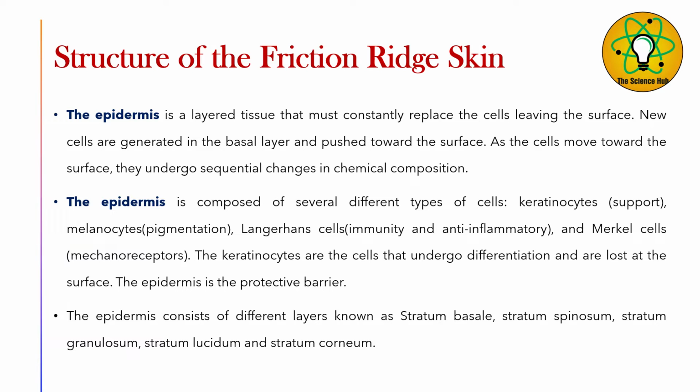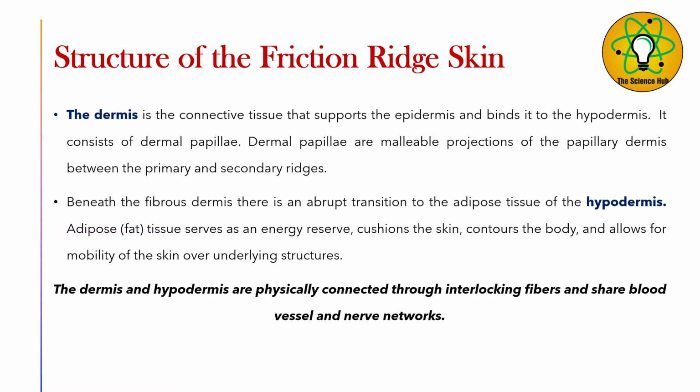It consists of different layers such as stratum basale, stratum spinosum, stratum granulosum, stratum lucidum, and stratum corneum. The dermis is a connective tissue that supports the epidermis and binds it to the hypodermis. It is the middle layer. It consists of dermal papillae. Dermal papillae are the malleable projections of the papillary dermis between the primary and the secondary ridges.